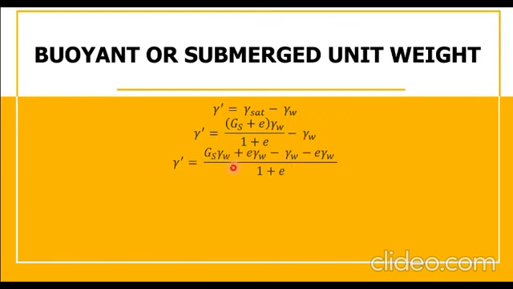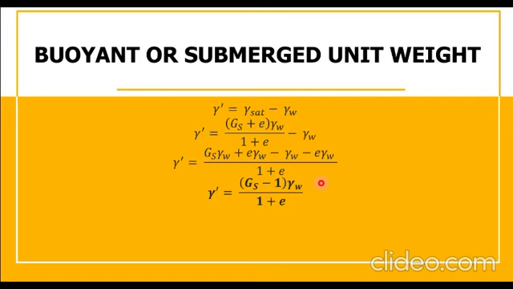Therefore, if we expand, this will be GS times unit weight of water plus E unit weight of water minus unit weight of water minus E unit weight of water all over 1 plus E. And this will be cancelled. That's why GS minus 1, because this will be just GS unit weight of water minus unit weight of water all over 1 plus E. So, nilabas natin yung unit weight of water. That's why this will be equal to GS minus 1 multiplied by unit weight of water all over 1 plus E.